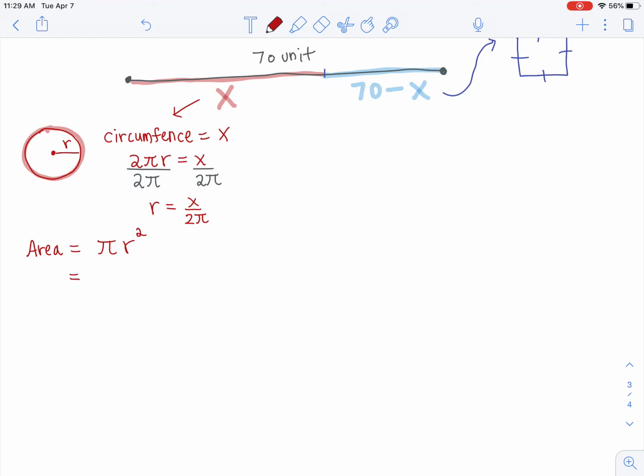Because now I know what the radius is in terms of x, I can find the area of this circle. Area is equal to pi times r squared, isn't it? Then pi times, we just wrote the radius as x over 2 pi.